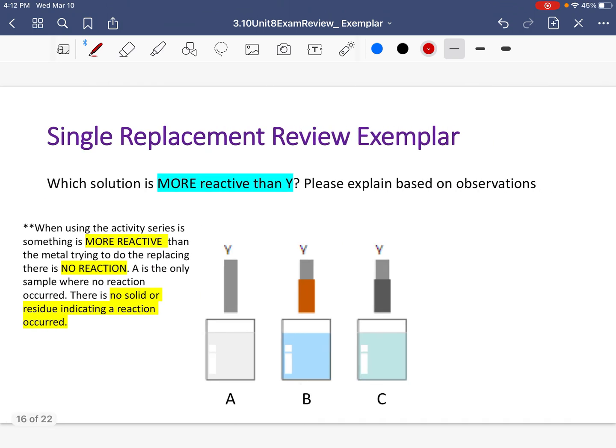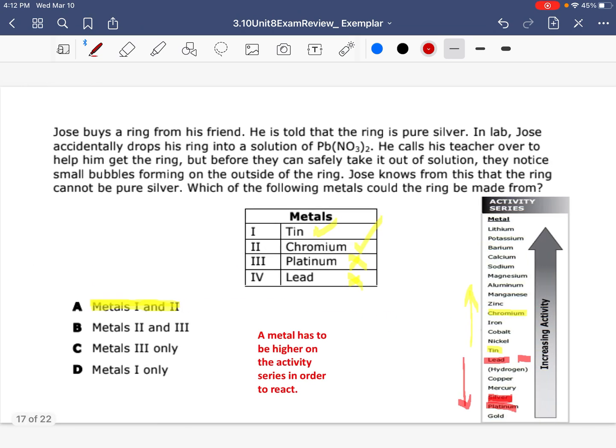The second one, which one is more reactive than Y? Remember, if you see something like this, that means a reaction occurred. When there is more reactive than Y, if Y is going in and A is more reactive, that means there is no reaction. And this is true because if you look at there, a product was not there. So this shows because nothing is produced, this is more reactive and Y is less reactive. It does not really work there.